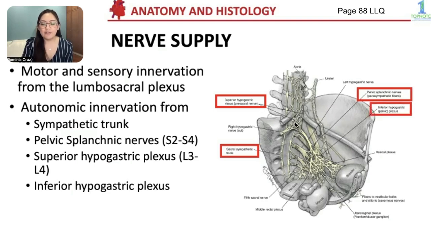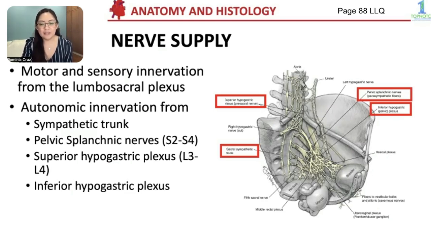And lastly, you have your inferior hypogastric plexus formed by the hypogastric nerves, splanchnic nerves, and sympathetic trunk, innervating the majority of your pelvic organs. The vesical plexus innervates the bladder, the middle rectal plexus the rectum, and the uterovaginal plexus the proximal fallopian tubes, uterus, and upper vagina. It also has extensions to your clitoris and your vestibular bulbs.